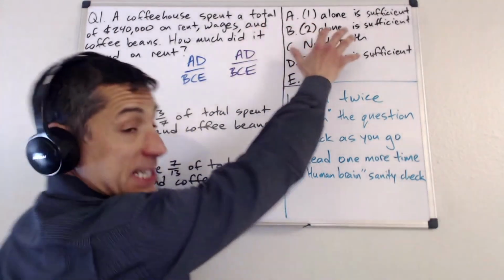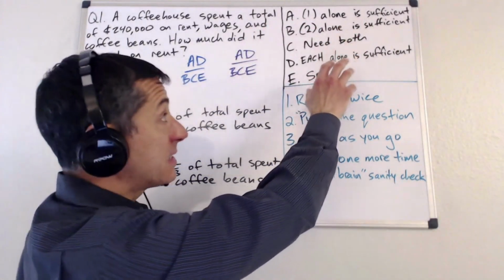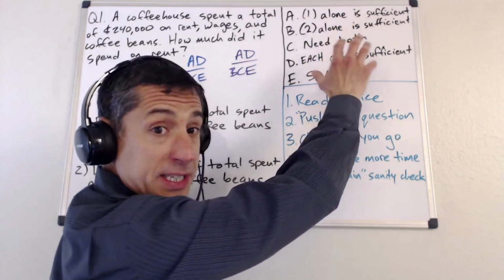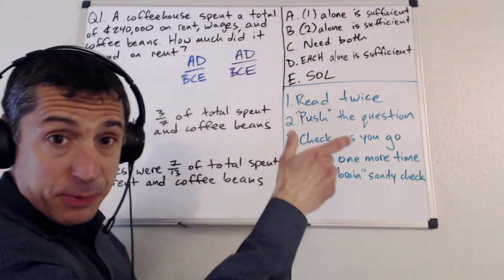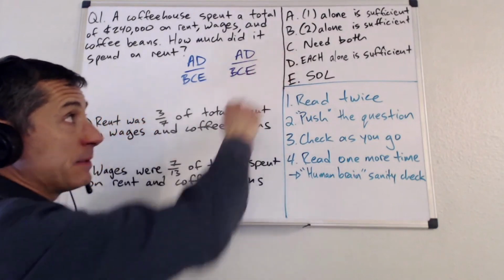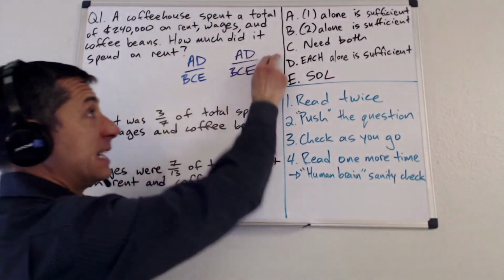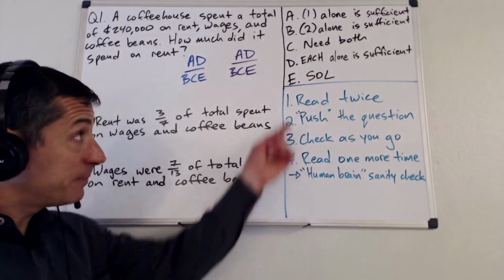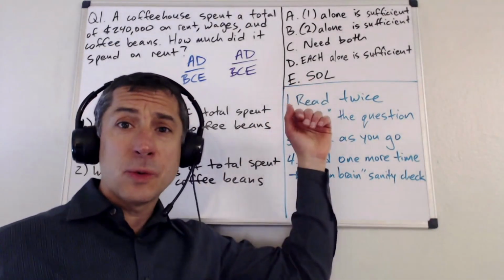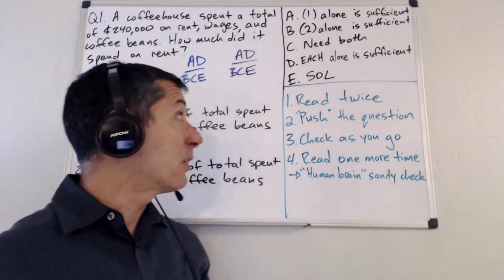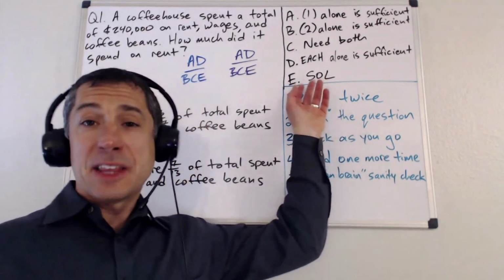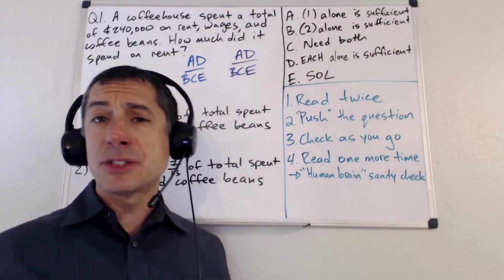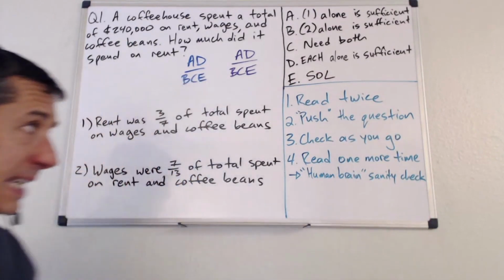All right, here's just a distillation. For those of you who are totally new to data sufficiency, here's what the answer choices are. It's going to be that way every single time. So A, statement one is sufficient by itself. B, statement two is sufficient by itself. C, you need both. D, each alone is sufficient. And E, SOL, that's a little American acronym for out of luck. So just saying that you can't possibly get an unambiguous answer to the question, even using both of them together.